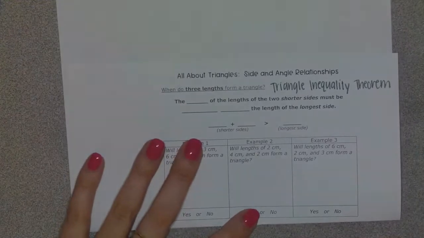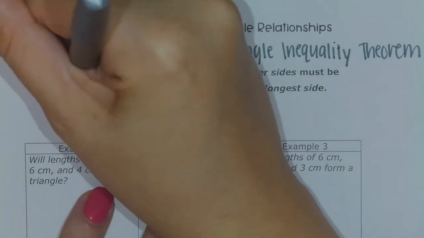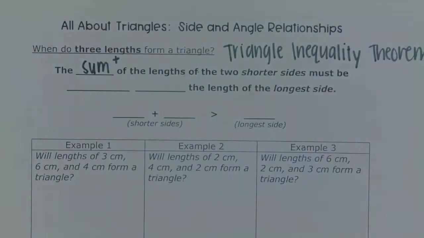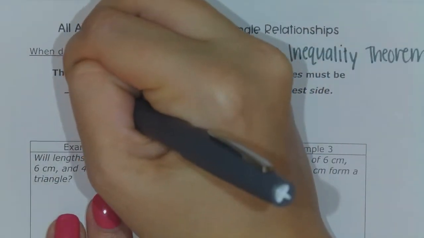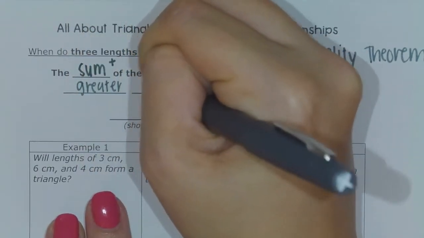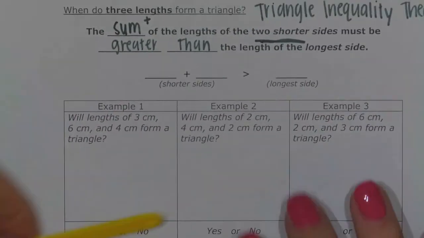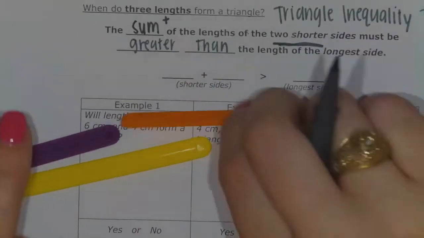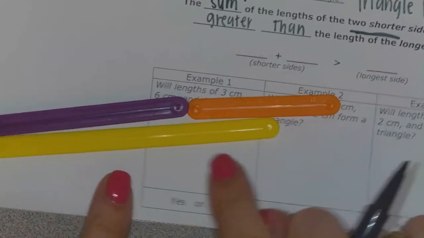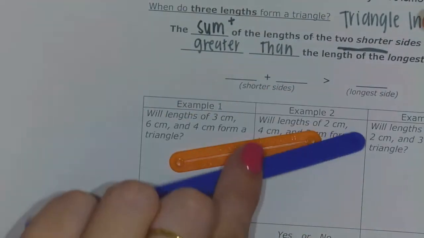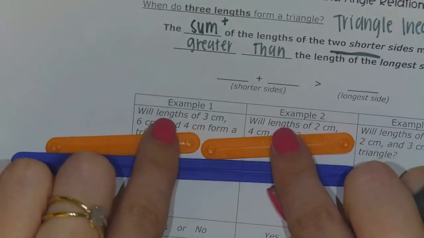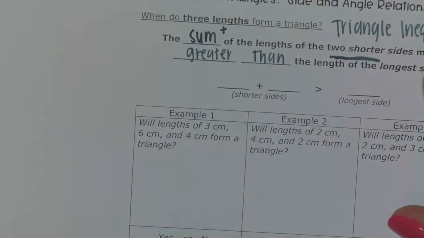It states, and I'm going to zoom back in, so sorry for my pterodactyl, that the sum, which means we're adding, of the lengths of the two shorter sides has to be greater than the length of the longest side. So that's what we were showing here. I have my purple and my orange. It's longer than the yellow, so this should make a triangle. But if I had two oranges and a blue, that's not longer than the blue one, so this would not make a triangle.